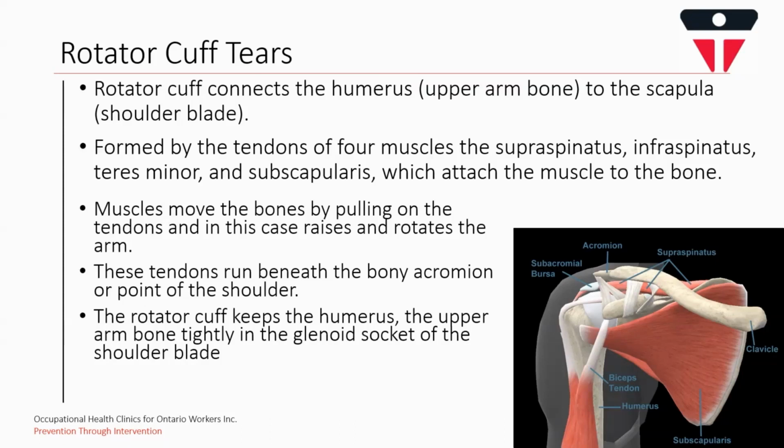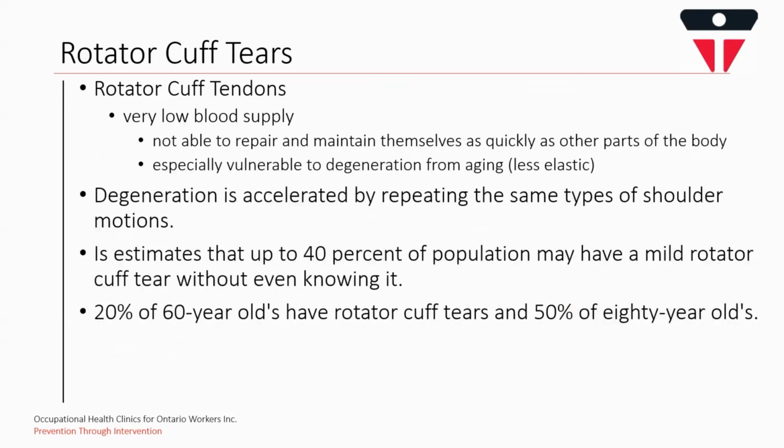These tendons run beneath the bony acromion, or the point of the shoulder. The rotator cuff keeps the humerus, upper arm bone, tightly in the glenoid socket of the shoulder blade. The tendons themselves have very low blood supply, and as a result are not able to repair and maintain themselves as quickly as other muscles of the body. And they're especially vulnerable to the effect of degeneration from aging. Again, they become less elastic.